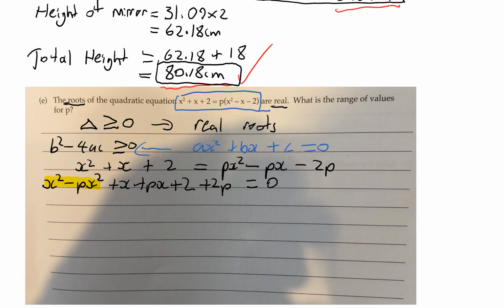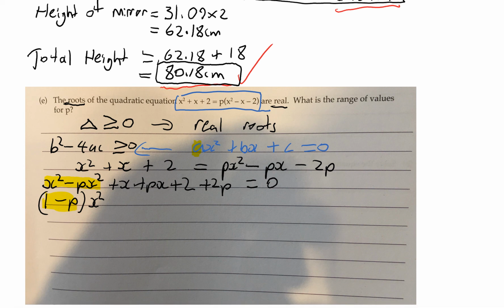So starting with our x squared terms, remember we want to get into the form ax squared. So we need to factorize that and write it so it says something x squared. So something in brackets times x squared. What's that going to be? Well, it's going to be 1 because it's 1x squared minus p because it's px squared. Okay? So that means our a value is just 1 minus p.